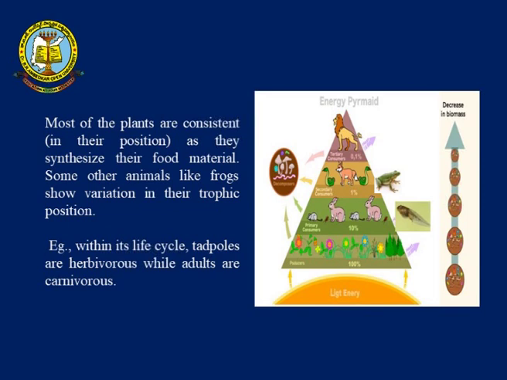Now, there are some animals which keep changing their trophic level. For example, a simple example is a frog. During its life cycle, the tadpoles are herbivores, and once the tadpole metamorphoses into an adult frog, it changes into a carnivore. So, there is a change in the trophic structure. First they are herbivores as tadpoles, and then they become carnivores as they grow into adults. So, that is trophic structure.